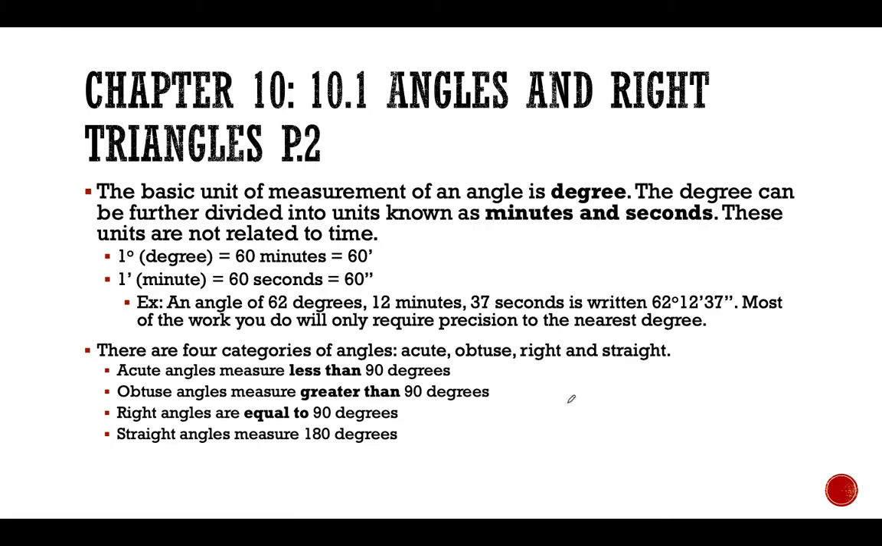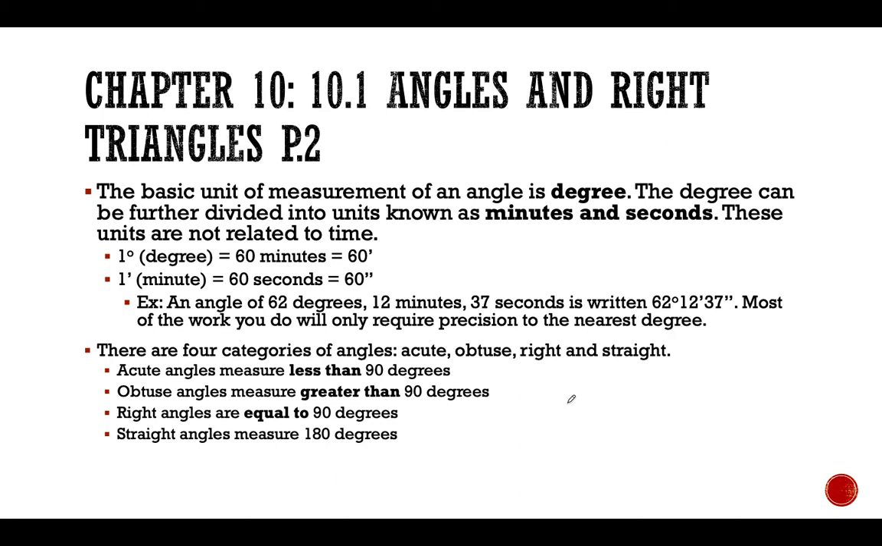The basic unit of measurement of an angle is a degree, and the degree can be further divided into units known as minutes and seconds. These units aren't related to time. Here are the conversions. 1 degree equals 60 minutes. 1 minute equals 60 seconds. For an angle of 62 degrees, 12 minutes, 37 seconds, we would write it as 62 with the degree sign, 12 with the minute sign, and 37 with the second sign. And most of the work you do will require you to only calculate it to the nearest degree.